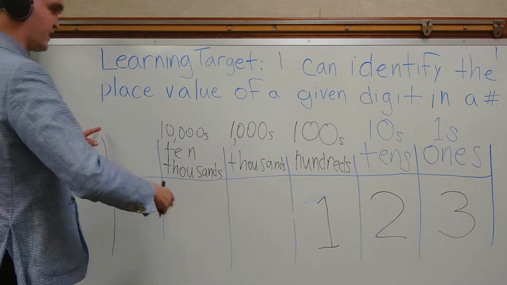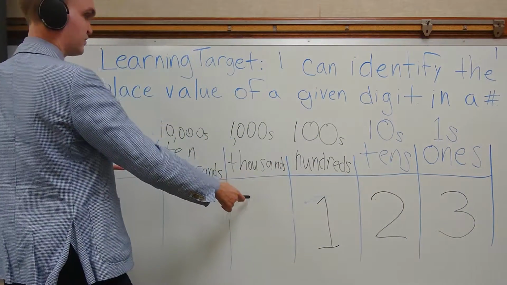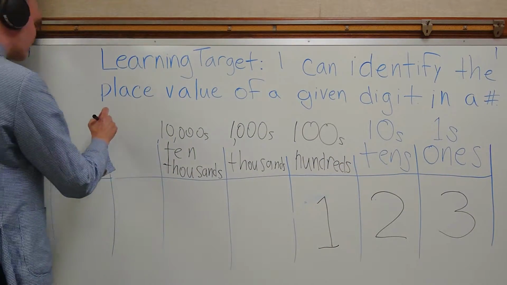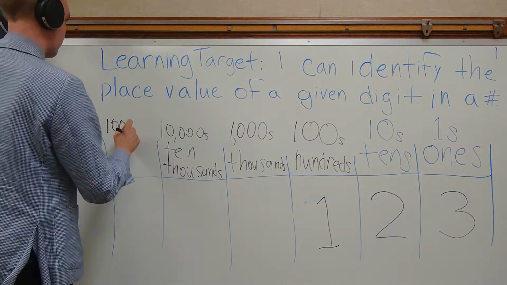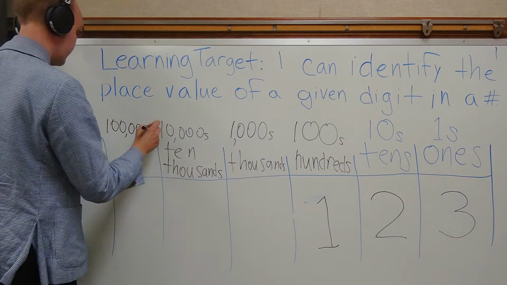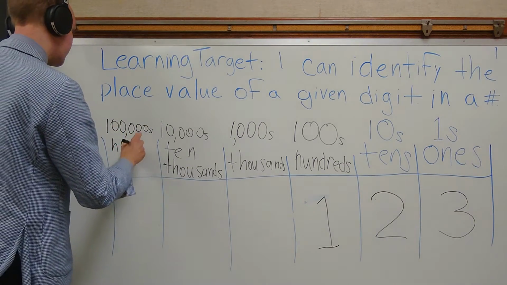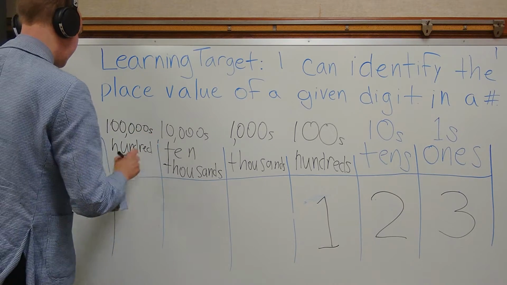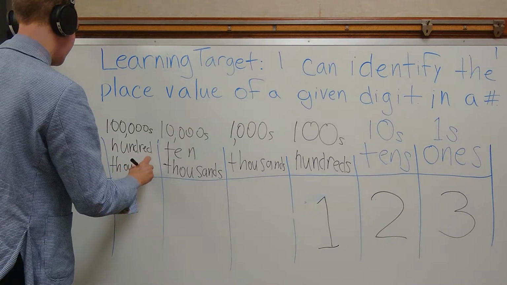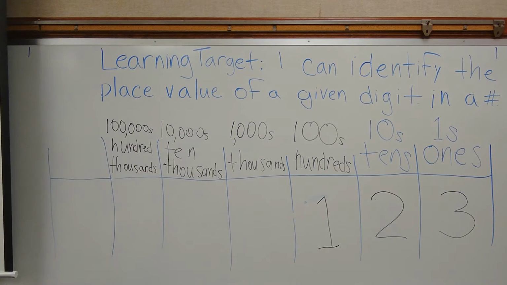Next up, it's kind of a little pattern here. We have 1, we have the 1,000s place, then we have 10, and up here we have the 10,000s place. The next place value is the 100,000s place. 100,000s, the 100,000s place. Or you can write hundred thousands.